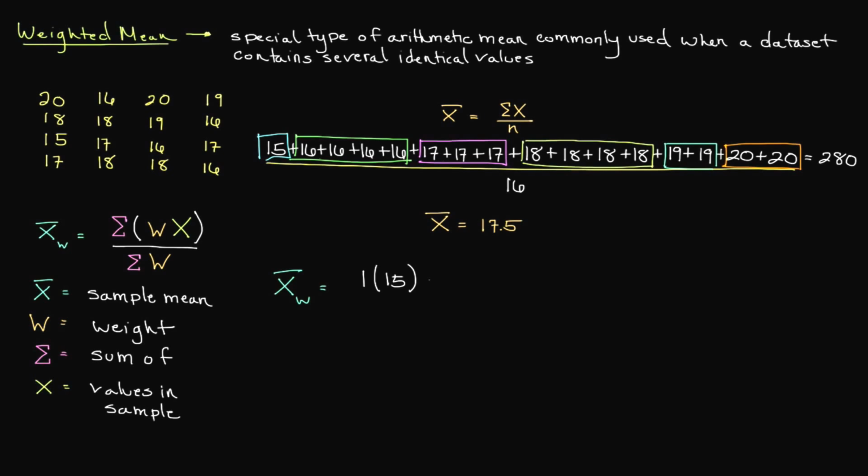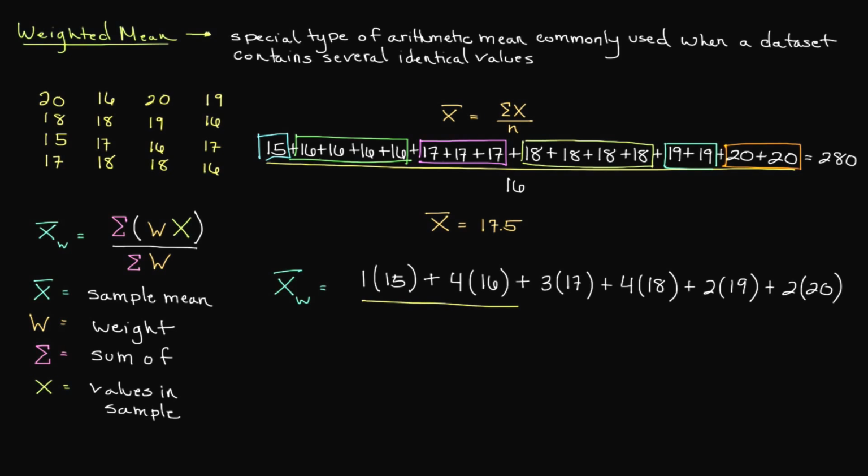Next, you'll see that we have more than one 16 in our dataset. We have exactly 4 values of 16. Instead of listing them all like we did above, we're going to list our weight, which is 4, and then the value 16 in parentheses. Feel free to pause this lesson and perform the same task for the remaining groups. Moving on, we have 3 17s, 4 18s, 2 19s, and 2 20 values. Our next task is to list the weights individually, which are 1, 4, 3, 4, 2, and 2.